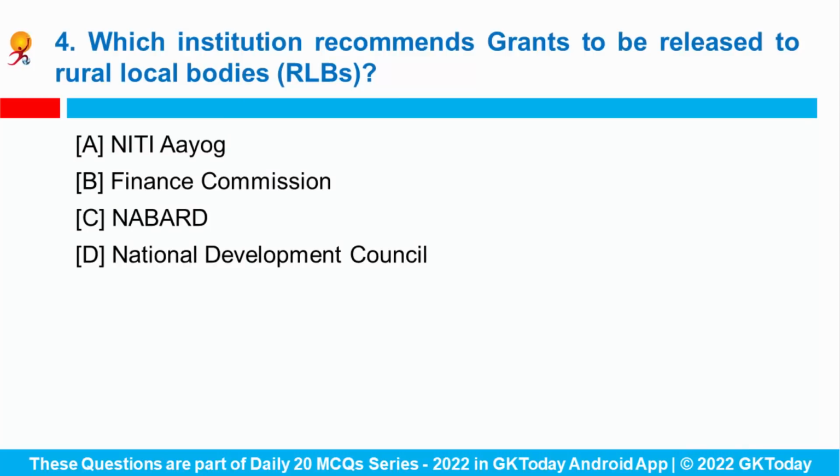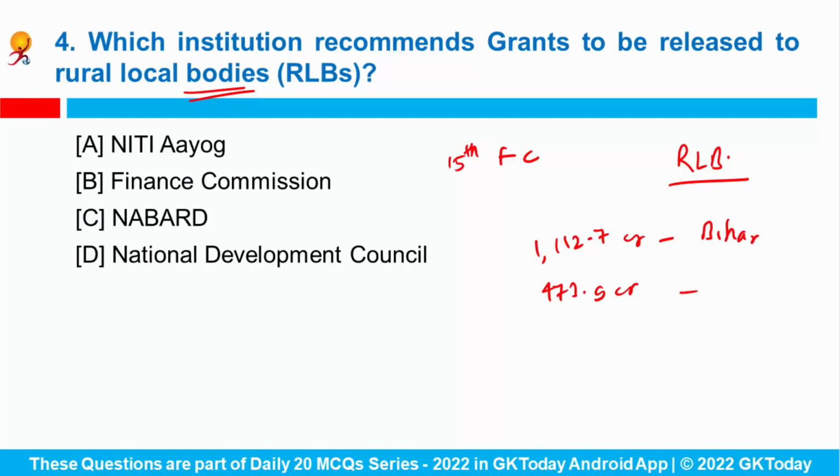Question number 4. Which institution recommends grants to be released to the rural local bodies? So the 15th Finance Commission recommended grants to be released to the states, including grants to the rural local bodies. So recently the government has released 1112.7 crore to Bihar, 473.9 crore rupees to Karnataka, and 634.6 crore rupees to the state of West Bengal, as per the data released by Department of Expenditure, which comes under the Ministry of Finance. Okay. So correct answer is Finance Commission.